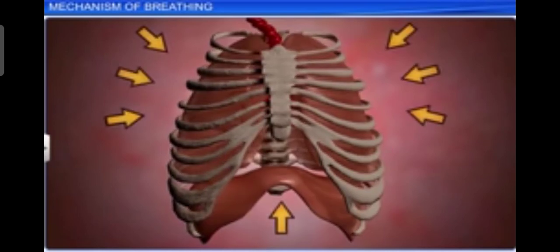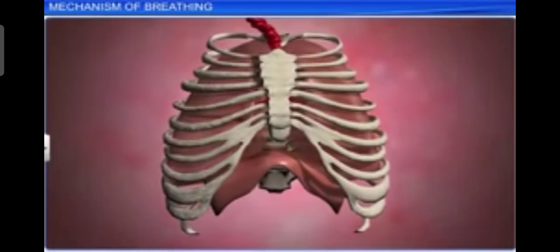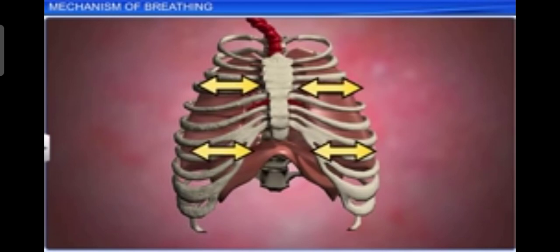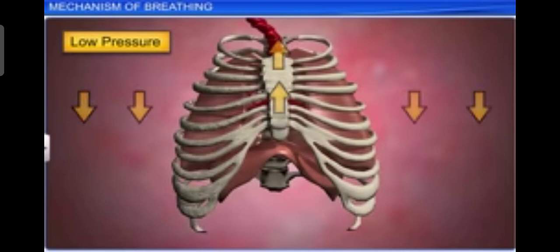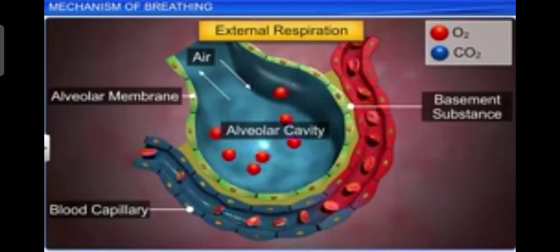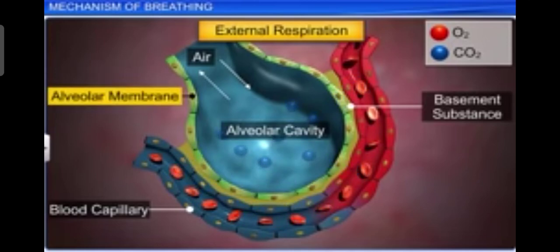Similarly, expiration takes place just opposite to inspiration, when the diaphragm relaxes and is arched upwards, and the ribs and sternum return to their original positions. This decreases the volume of the thorax, so there is higher pressure in the lungs. Expiration takes place when the intrapulmonary pressure is higher than the atmospheric pressure.